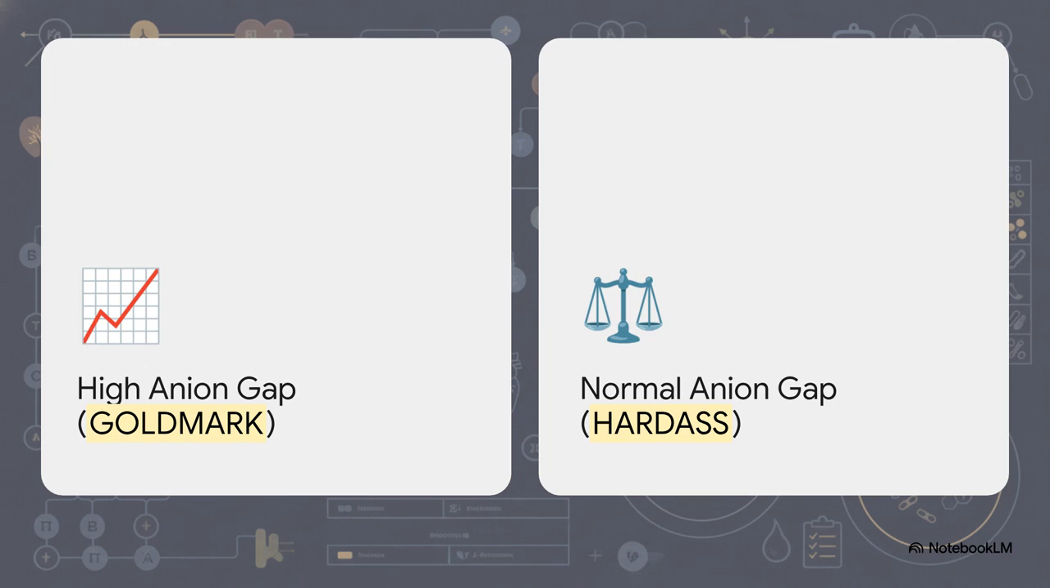You've got GOLDMARK for high anion gap causes, things like glycols and lactic acidosis, and then you have HARDASS for normal gap causes like diarrhea and renal tubular acidosis. So, if you calculate an anion gap and it's strictly over 12, your brain needs to immediately flash to GOLDMARK. Think toxic ingestions or renal failure. But if it's a normal gap just sitting right there between 8 and 12, think HARDASS. That's usually severe diarrhea or maybe massive saline infusions. Keeping these 2 buckets totally distinct in your mind, absolutely essential.